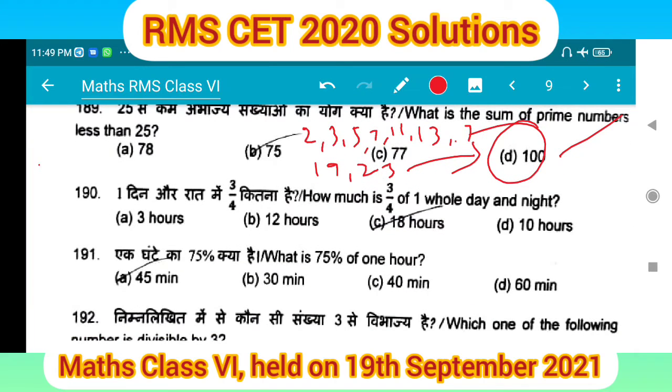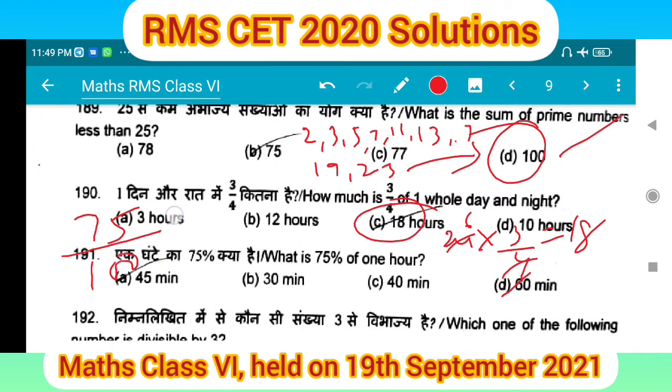Next, how much is 3/4 of one whole day and night? One whole day and night means 24 hours. 24 hours into 3 by 4. 4 6s are 24, 6 3s are 18 hours. 18 hours. What is 75% of 1 hour? 75% means 75 by 100 into 1 hour. 1 hour means 60 minutes. The 0 gets cancelled. 15 3s are 45 minutes.